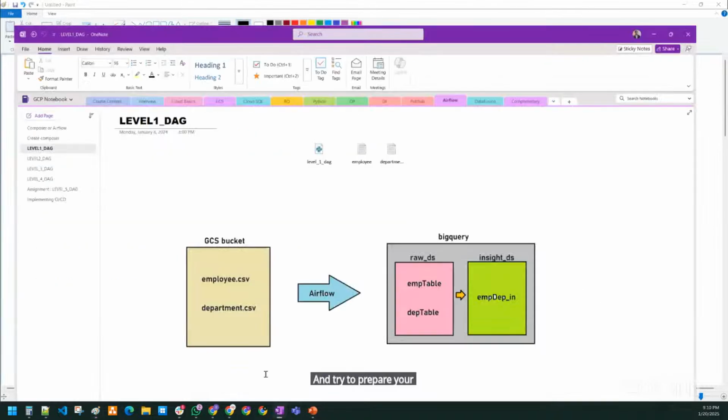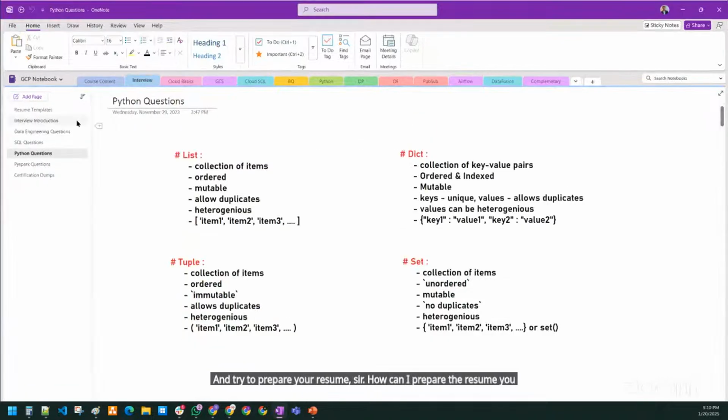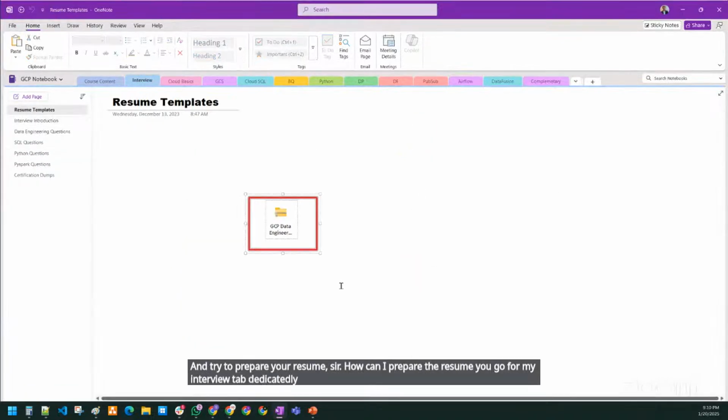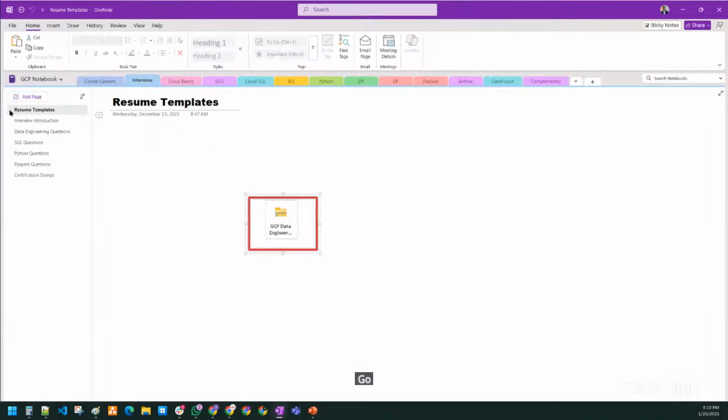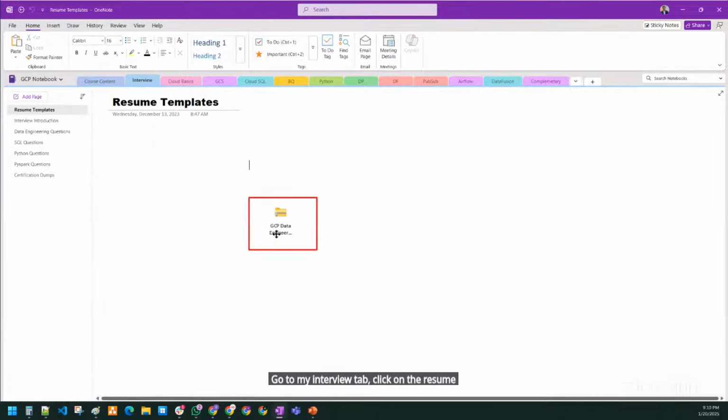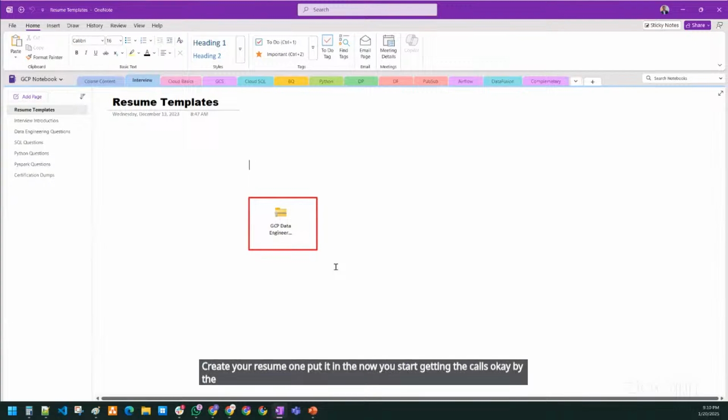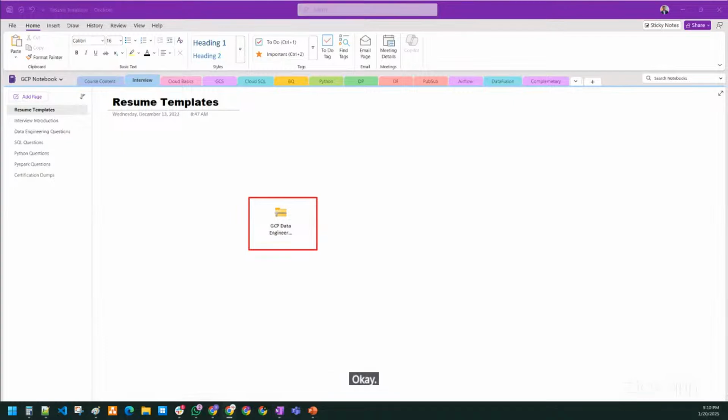Sir, how can I prepare the resume? Go to my interview tab, dedicatedly created for your candidates only. Click on the resume templates. You have 10 plus, 15 plus resumes there. Create your resume, put it in Naukri, and you start getting the calls. By the end of the course, you may get the job, and you may be getting more calls also.